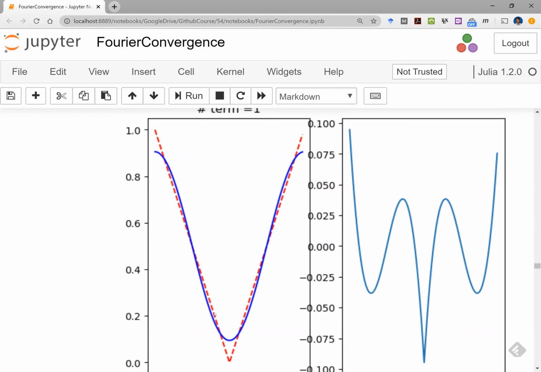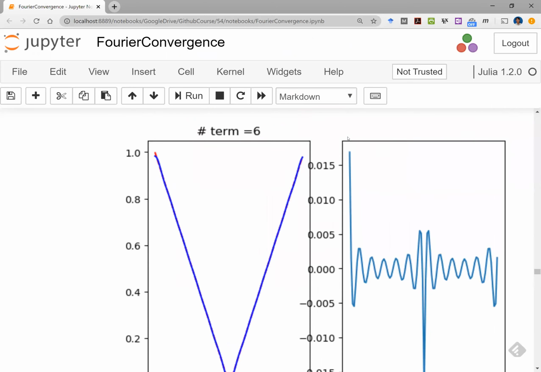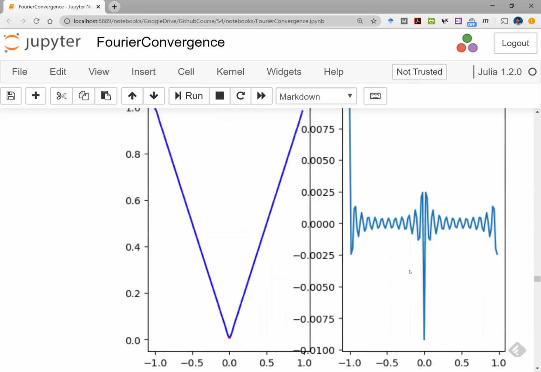Indeed, you can see intuitively, this is the best you can do with only one cosine. And the error is already much smaller than before, and it's globally bounded by 0.1. I use 6 terms, you can see the performance is really good. Other than these points here, just like the Mexican hat function, the error has already reduced by an order of magnitude.